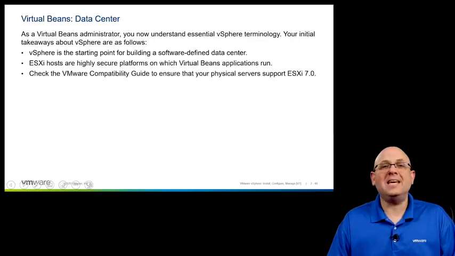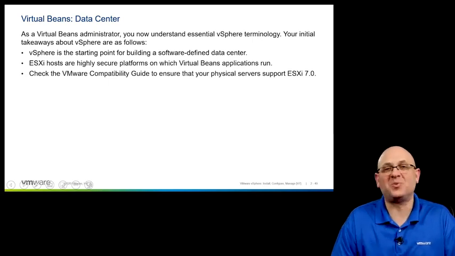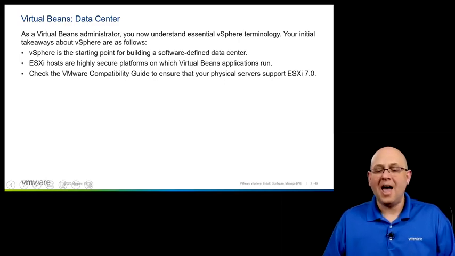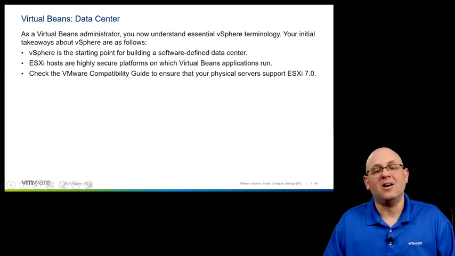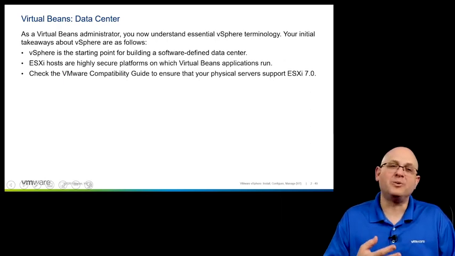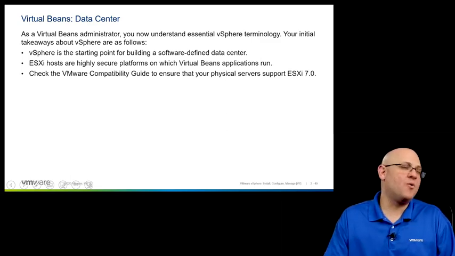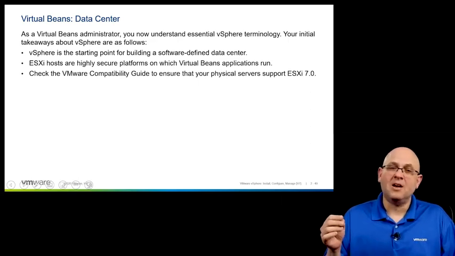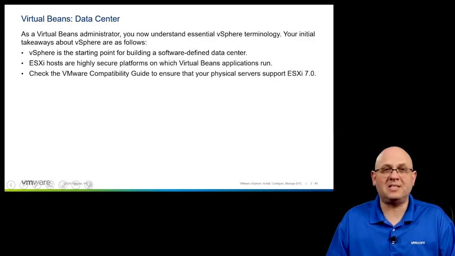So we have an idea now how to bring this into our data center. And in this case, we're looking back at Virtual Beans, where we're going to use ESXi as the starting point for building our software-defined data center, understanding that ESXi is the most stable and the most secure way for us to build our virtual machines. Before we've done that, and before we went out to purchase any hardware at all, we were sure that the hardware that we were looking at was on VMware's hardware compatibility list for vSphere 7.